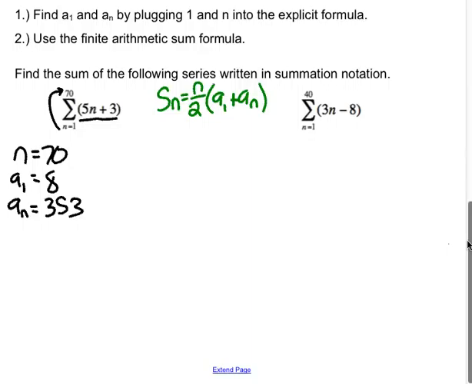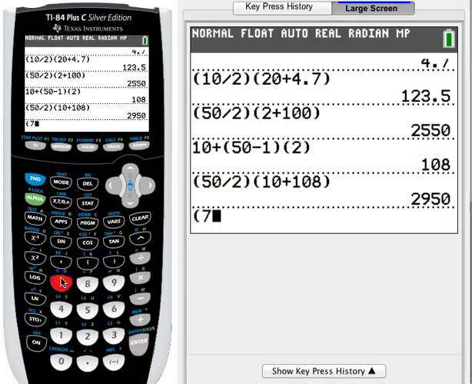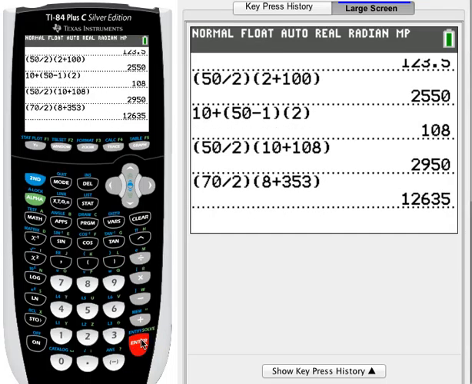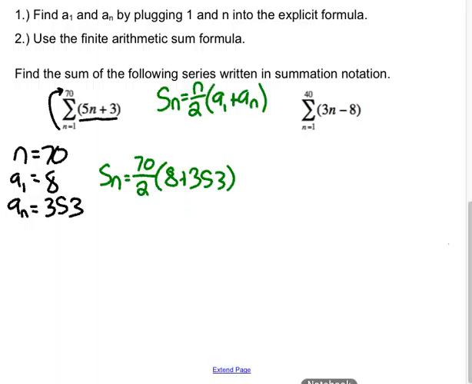And that's all this is. Knowing those are the three pieces you need, you find them, and now I can use my summation formula. So n over 2, the first term plus my last term. Let's plug that into the calculator. So 70 divided by 2, first term plus last term, gives 12,635.